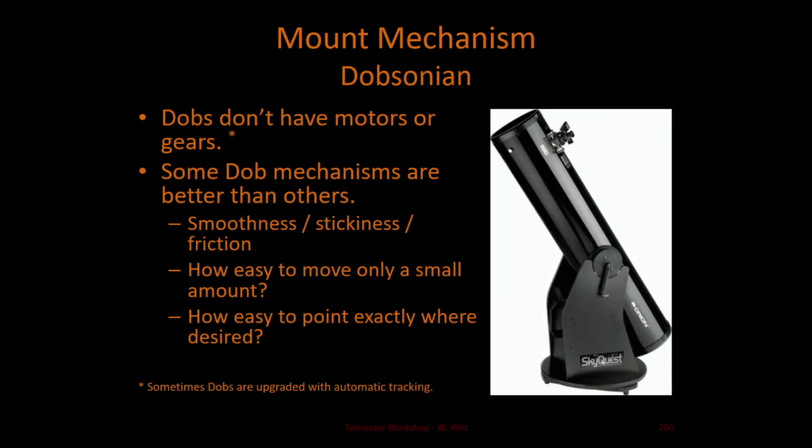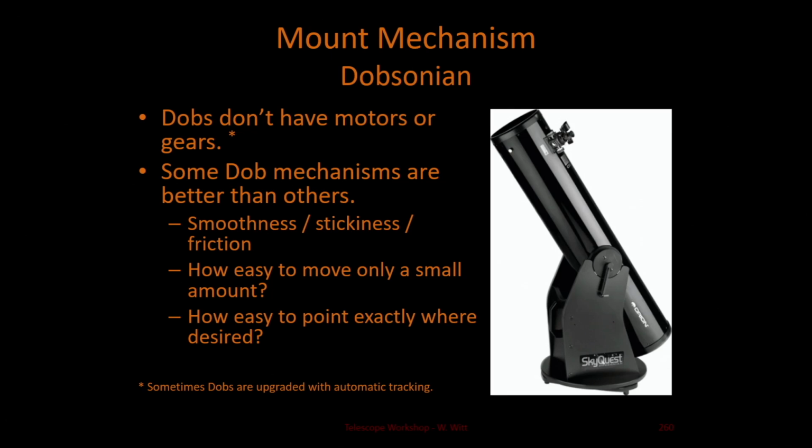For a Dob, you don't really have motors or gears, although there are fancy Dobs that have drives for tracking, but that's pretty rare. Often people buy these secondhand, and you can get pretty good deals on used Dobs. But you want to make sure the mechanism is good. It has to be nice and smooth.